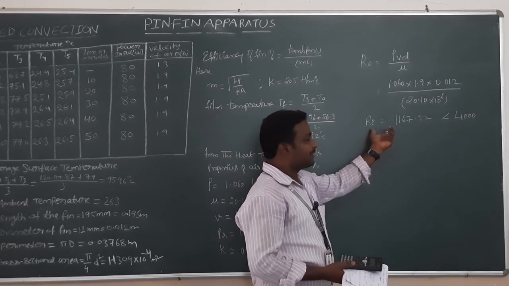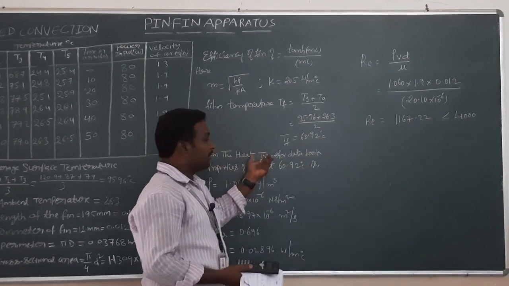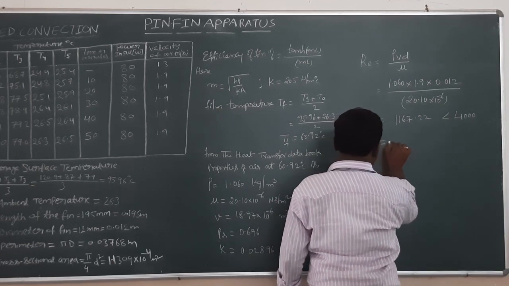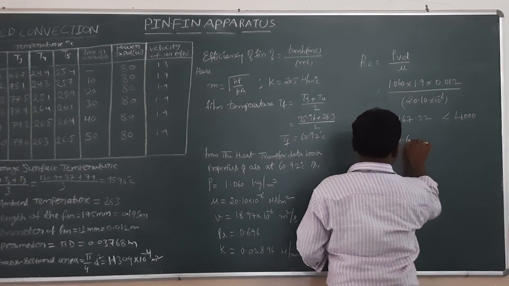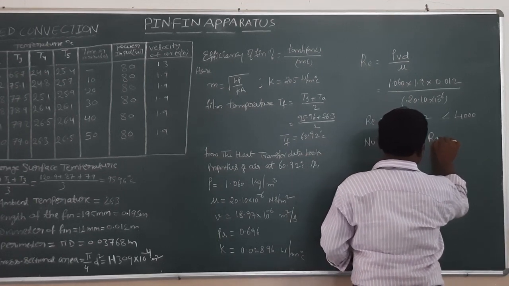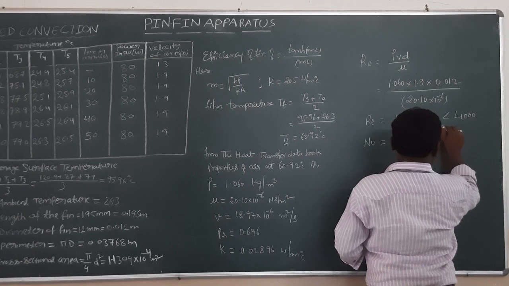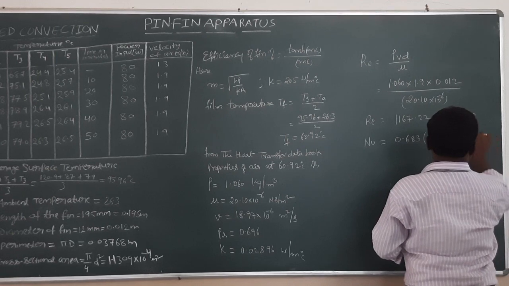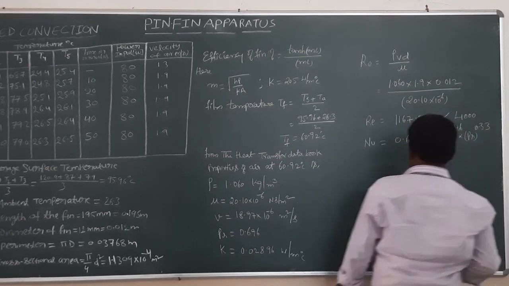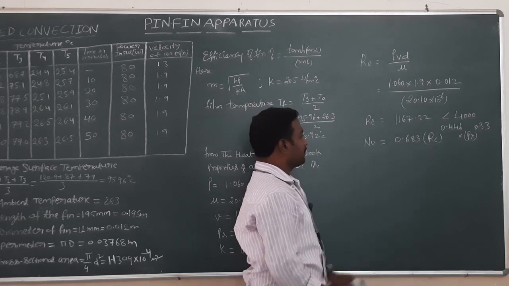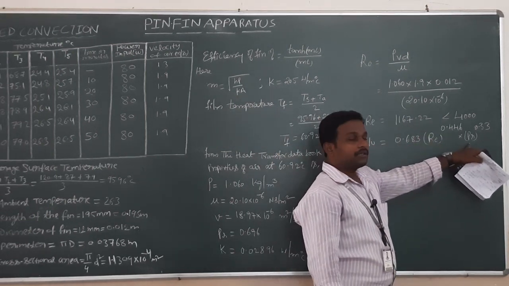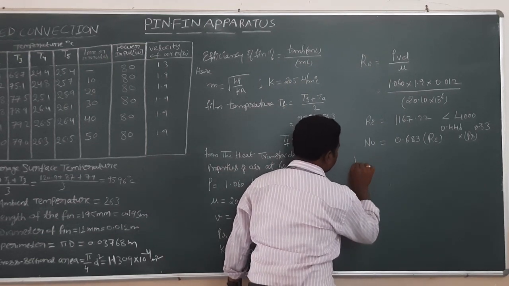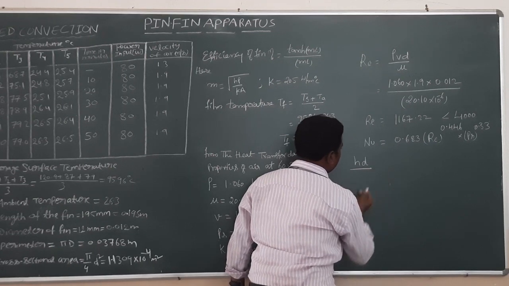In the laminar flow, consider the relation to find out the heat transfer coefficient in the data book. This relation is Nusselt number equal to 0.683 into Re power 0.446 into Pr power 0.33. So, substitute all the values here. Reynolds number value just now we calculated, and Prandtl number value directly taken from the properties table. Substitute the values here.